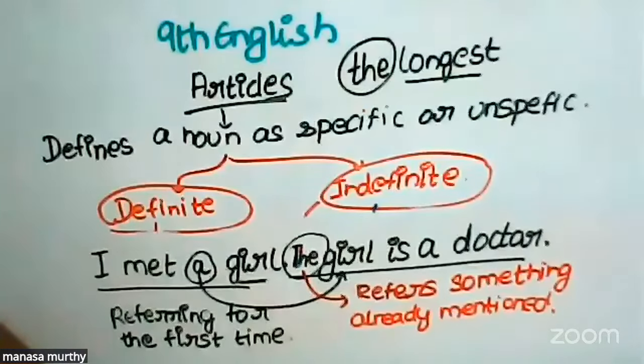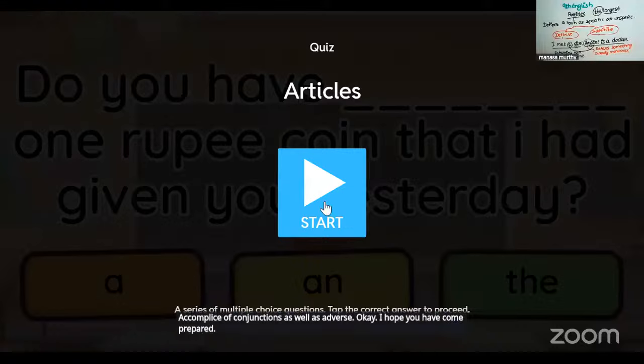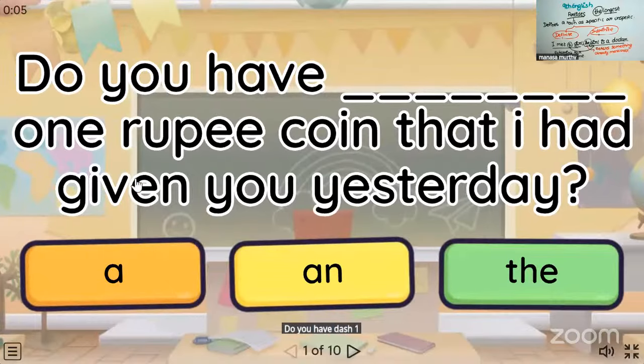At the end of the session, you are going to have multiple choice questions that comprise conjunctions as well as adverbs. Okay? I hope you have come prepared. Do you have dash 1 rupee coin that I had given you yesterday? Let me know the answer quickly. Waiting for you. Is it a and the?